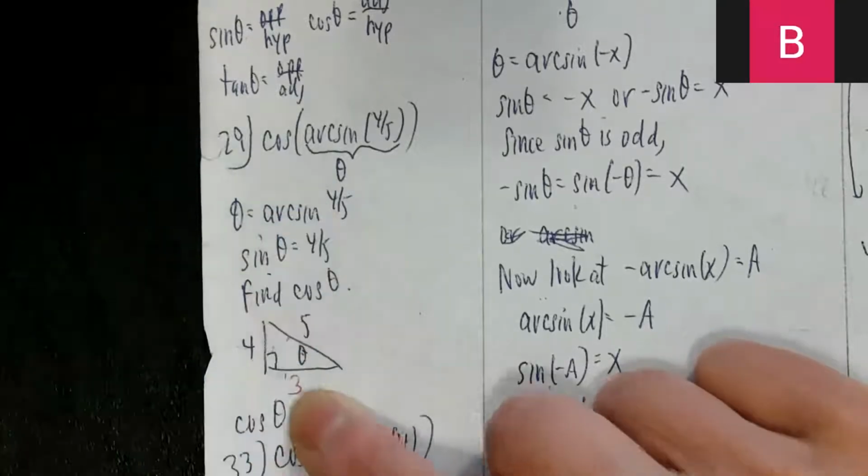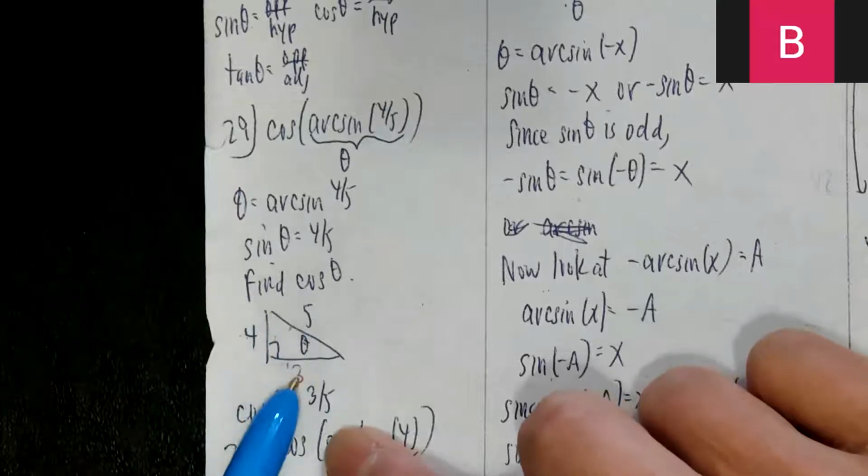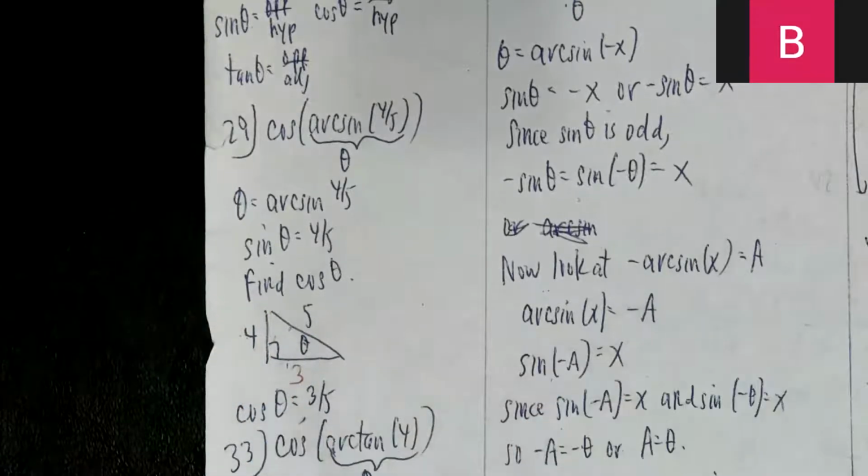Now I just want cosine of theta. So cosine is adjacent over hypotenuse. So that would be 3 over 5. So the final answer is 3/5. Cosine of theta is 3/5. Okay, that's the way it goes.